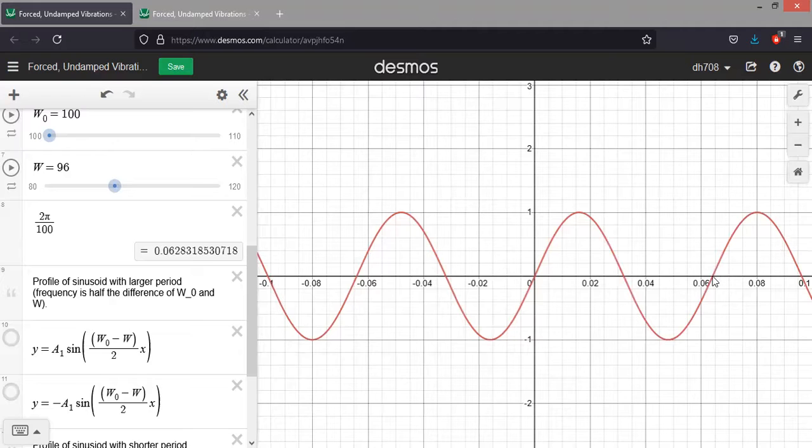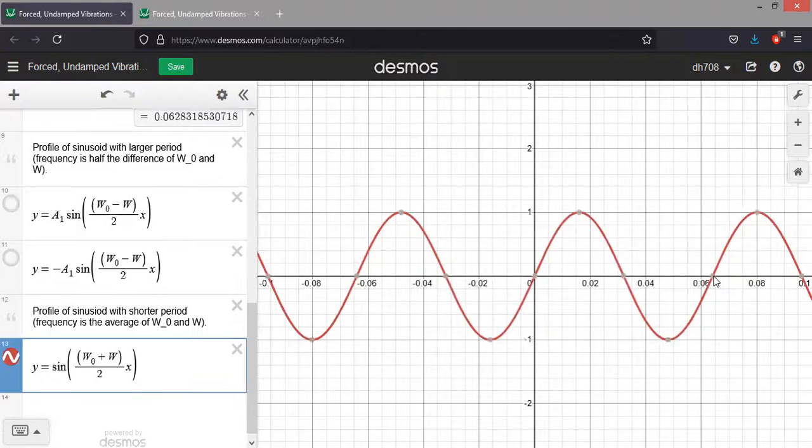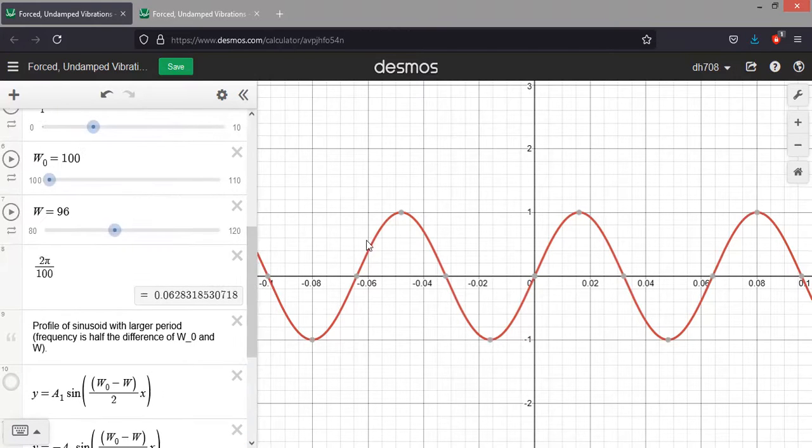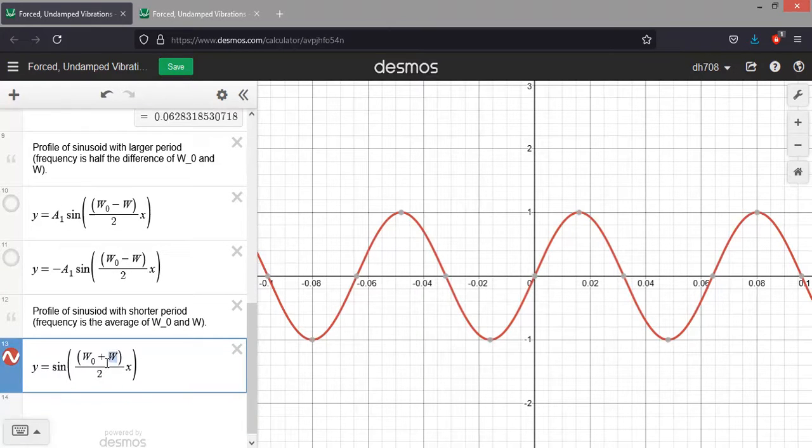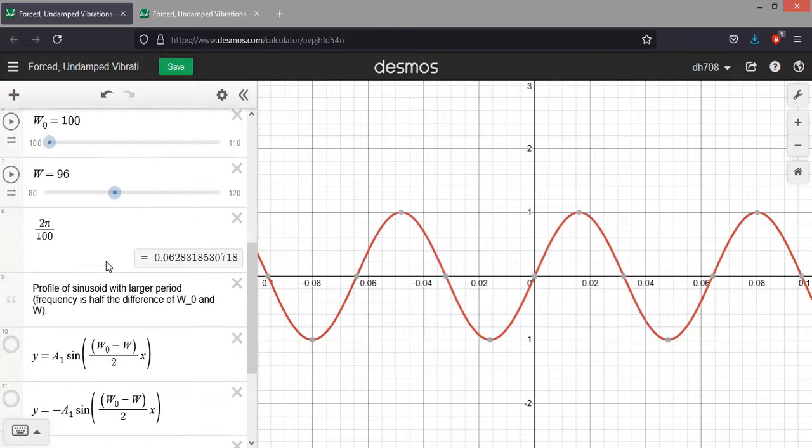And so you can see this 0.06 here, too. And it's close to this. So this right here isn't exactly the natural frequency. It's the average of the frequency of the forcing term and the natural frequency. So let's calculate that right there.